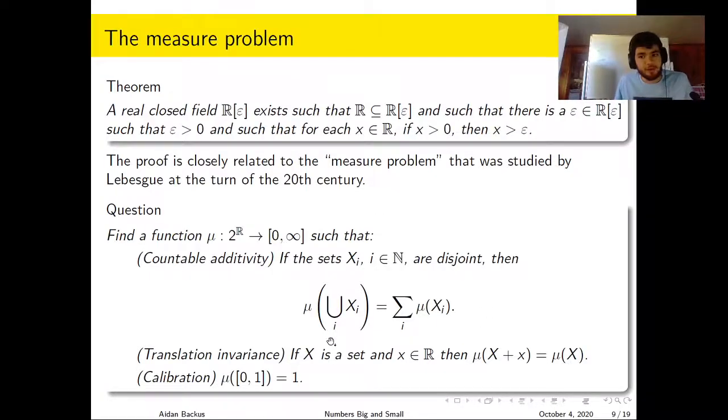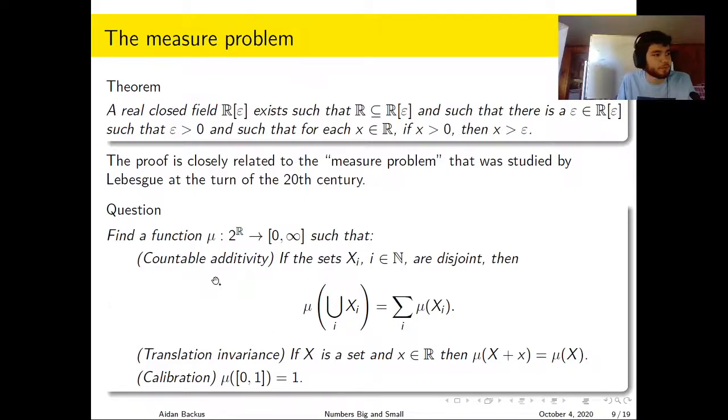The second thing is translation invariance. If you take a set of real numbers and you shift it over, you're not really changing the length of it. You're just changing your perspective, and that should not change its length. And the final thing is that the length of the unit interval should be 1 because it's the unit interval. These are all things that are very reasonable to demand of something that assigns length to subsets of the real numbers.